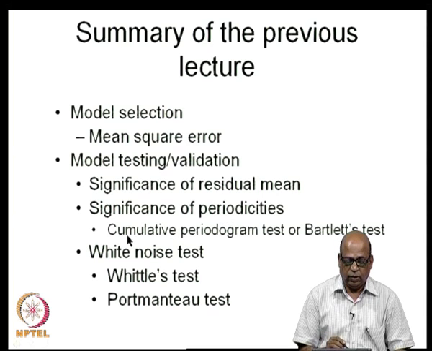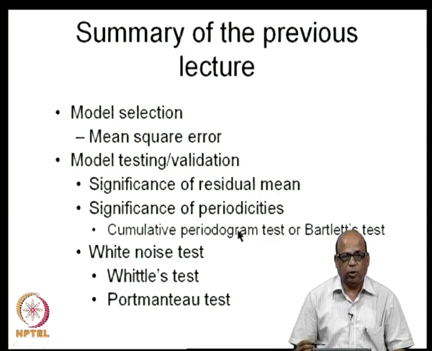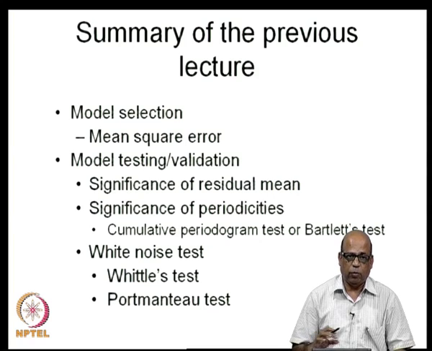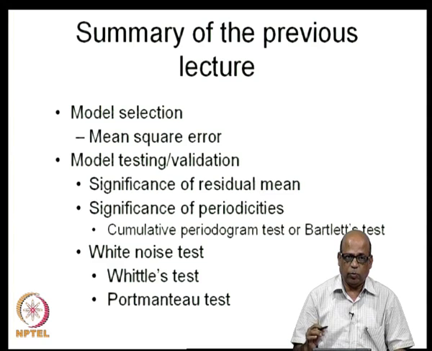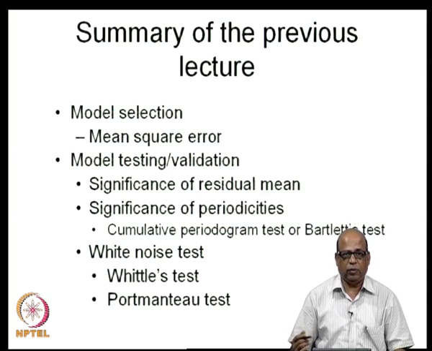We also discussed the cumulative periodogram test, which is also called the Bartlett's test for significance of periodicities, where we formulate the cumulative periodogram and then draw the 95% or 99% confidence bands around it. If the cumulative periodogram resulting from the residual series lies within this significance band, then the series passes the test, in the sense that the series does not have any significant periodicities present.